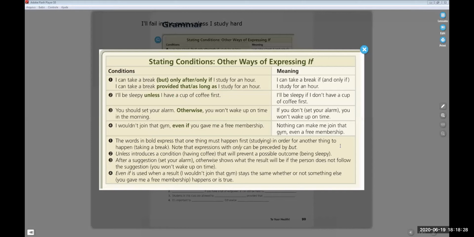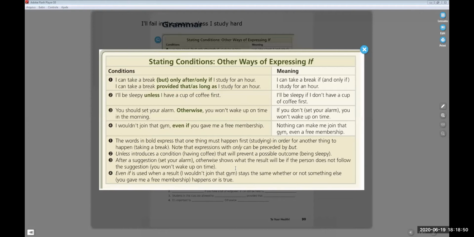But when we look at the number 3, the third condition, after a suggestion, like set your alarm, otherwise shows what the result will be if the person does not follow the suggestion. You won't wake up on time. Did you understand?